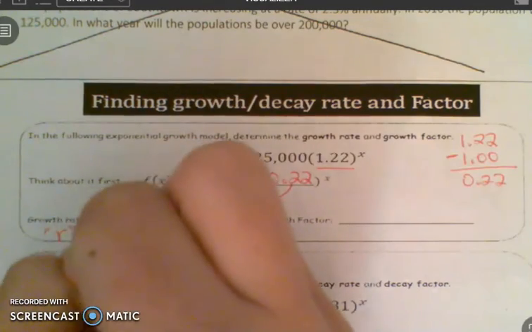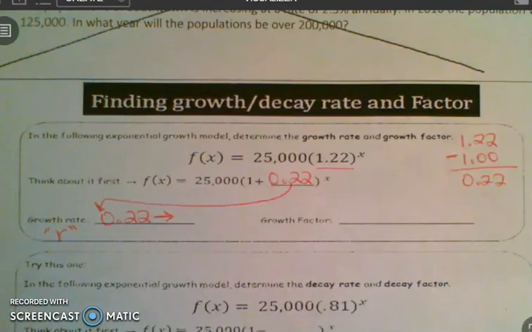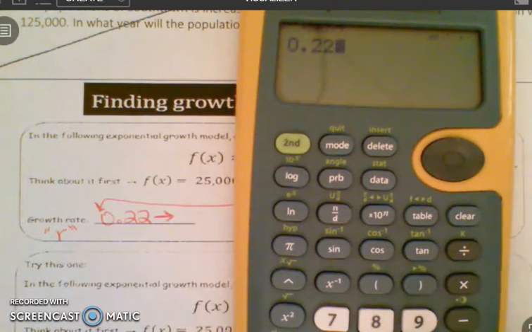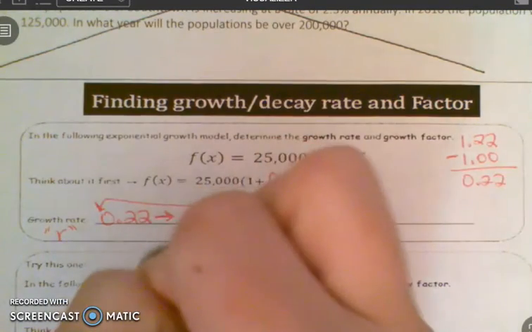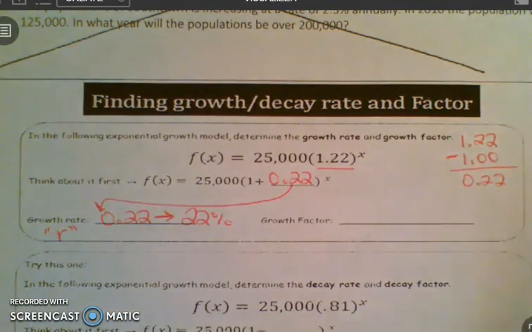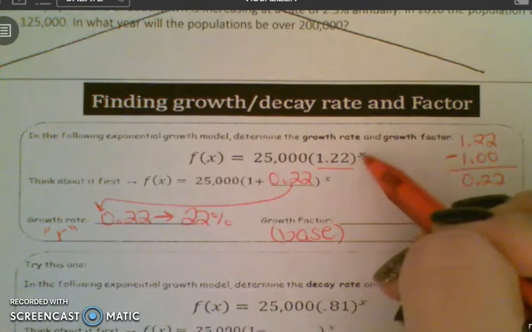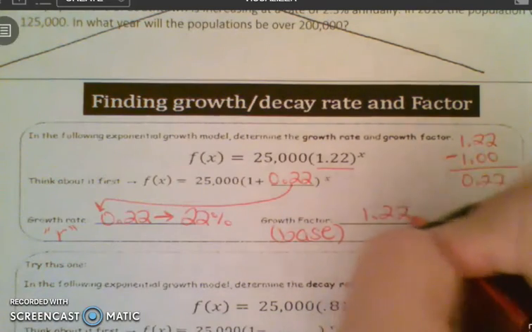So we have 0.22, but you're always given it as a percent, so we need to change that to a percent. So in your calculator, if you put 0.22, and before we used this parenthesis because it had the percent sign, but if you look to the right parenthesis, it has an arrow percent. So you're going to press second, the right parenthesis, and it has a little arrow to percentage, changing it to a percent, and it tells you it's 22%. So my growth rate is 22%. Your growth factor is your base. So my base is always attached to the exponent. So my growth factor is 1.22.